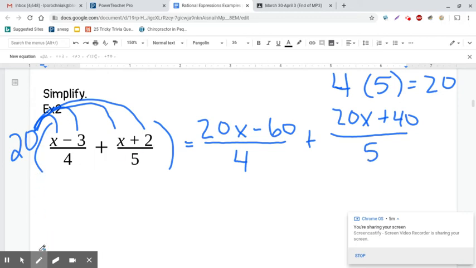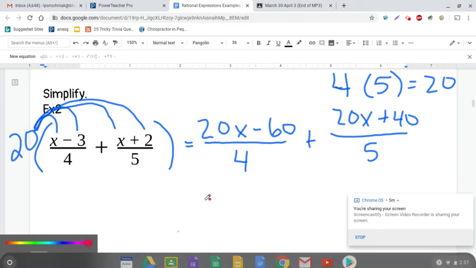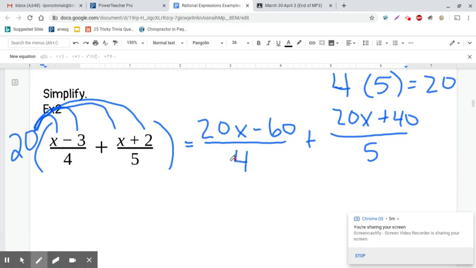So now our next thing is we are just going to divide out. The first thing we want to do is 20x divided by 4, which gives us 5x. Now we're going to do a negative 60 divided by 4, which gives us a negative 15. Bring down your plus sign from here, so plus. Now we're going to do 20x divided by 5, which is 4x. And we're going to do 40 divided by 5, which is 8.